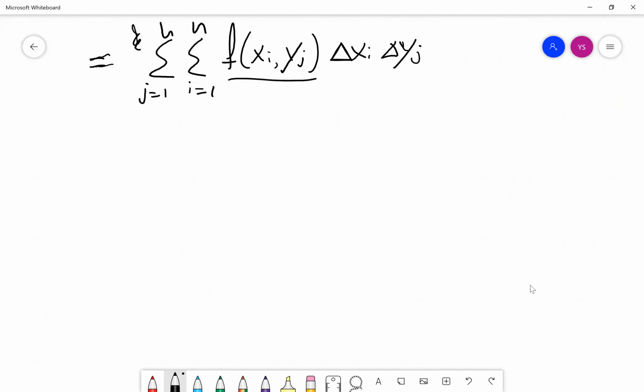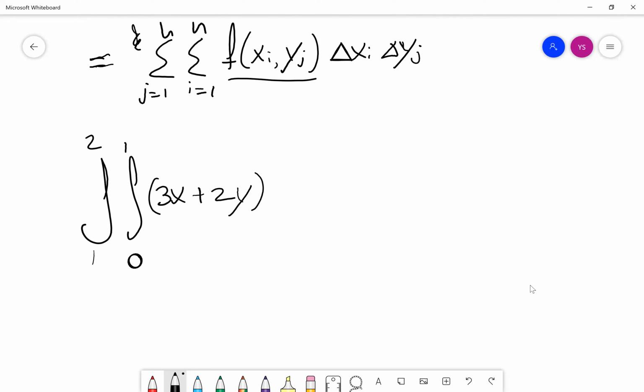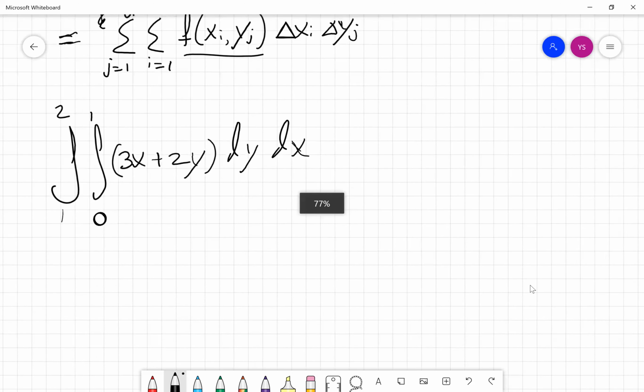So let's try just an actual integral. Let's say we ask for the integral from 1 to 2, and then, again, let's go 0 to 1, of some plane. Let's say 3x plus 2y. We can write this in terms of dA, but you have to specify what direction you're integrating in first. So let's go dy dx. Let's try to understand what this means.